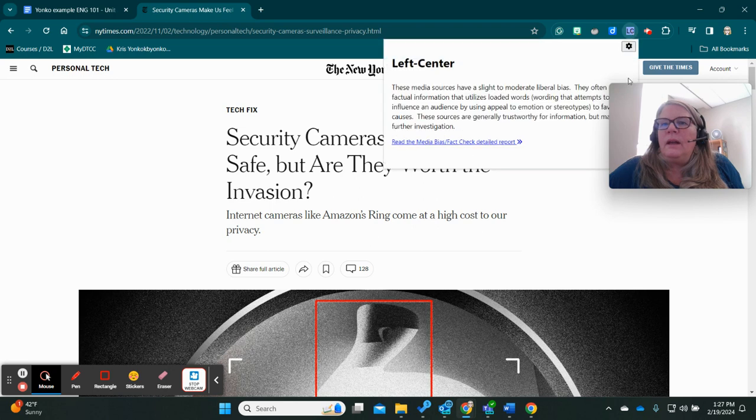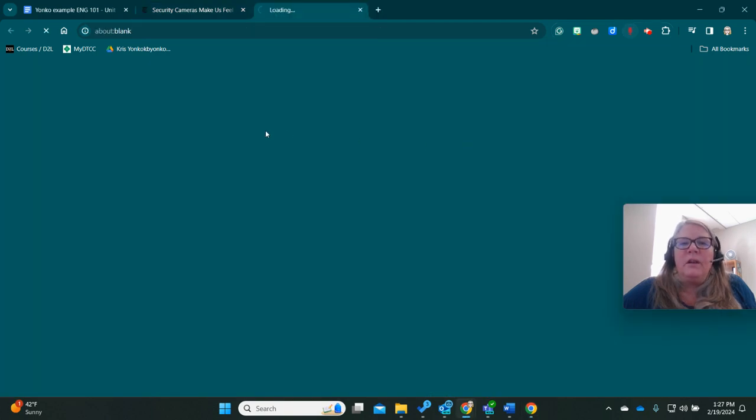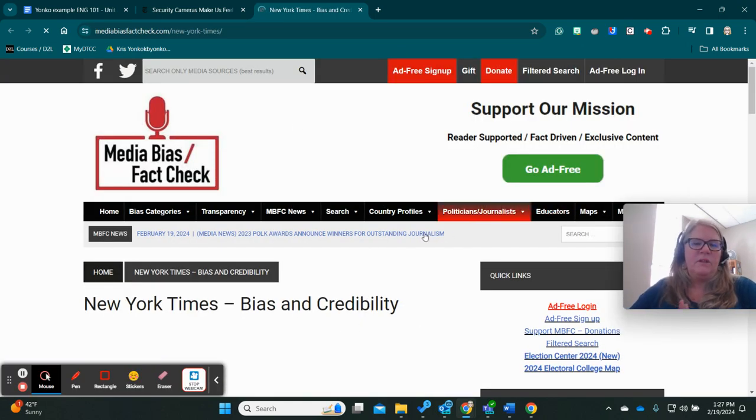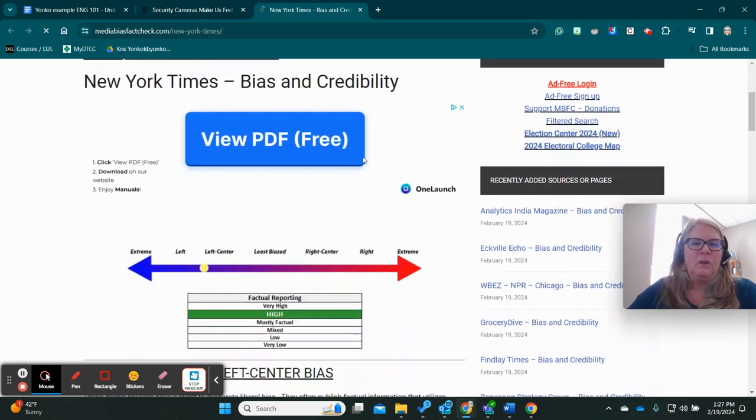And I can click on that and it'll give me a little bit more. These media sources have a slight to moderate liberal bias. They often publish factual information that uses loaded words to favor liberal causes, generally trustworthy for information. And then I can click on this and it'll take me to the website and tell me a little more. Now this is the website, a lot of ads and blinking stuff, which makes it look not very credible, but it's a good resource.